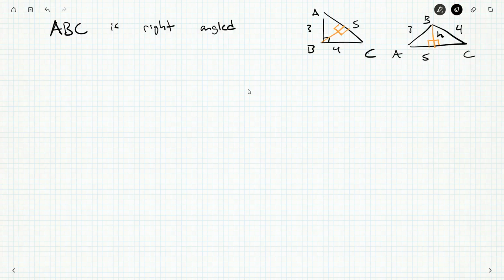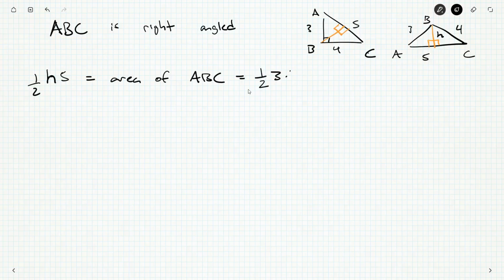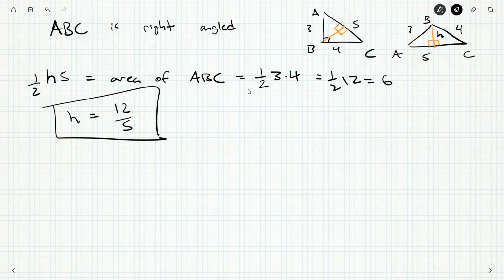Well, it's a height. We have a base here. So we could say something like 1/2 h times 5 is the area of ABC. But we also have a height and a base here because it's a right angle triangle. So it's 1/2 3 times 4, or 1/2 of 12, or just 6. So rearranging, I get h is 6 times 2, 12, divided by 5. Okay, and there we go.